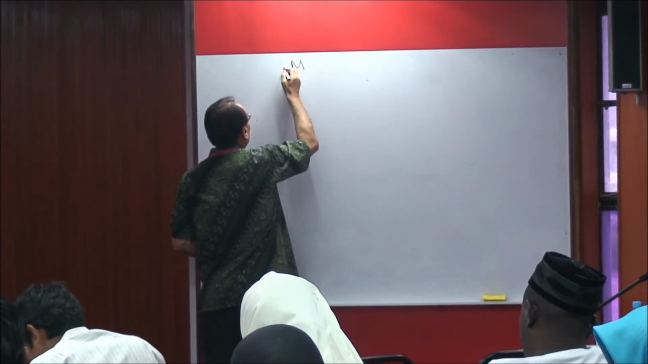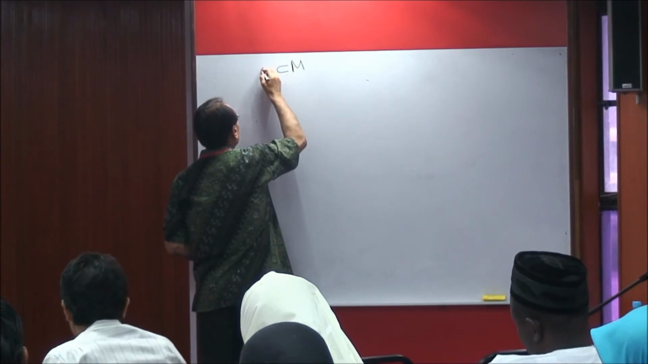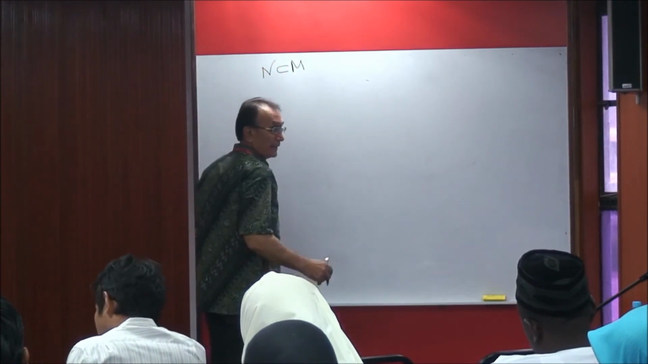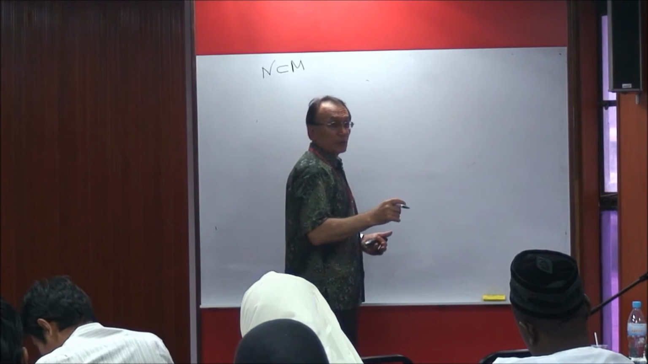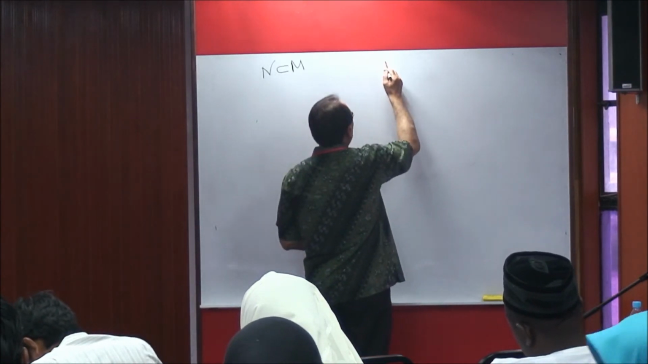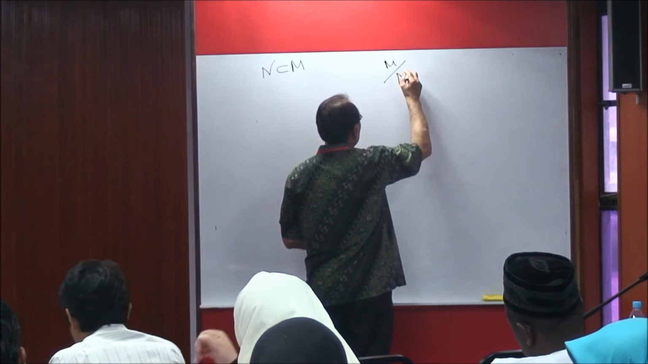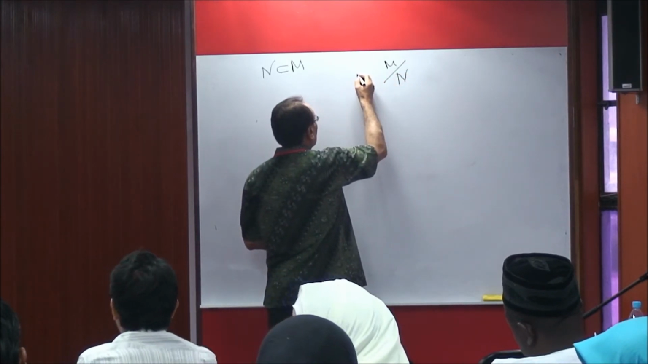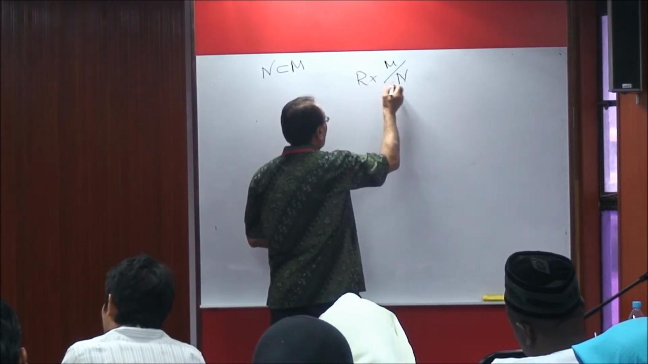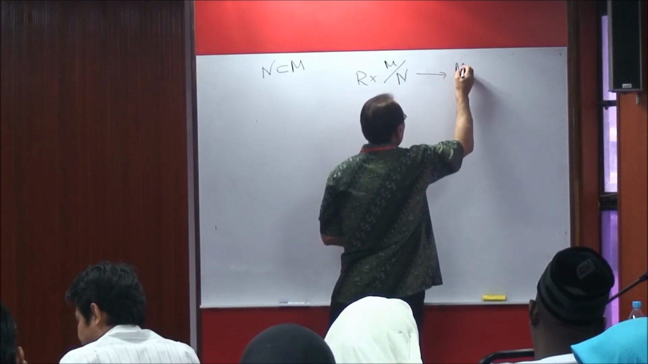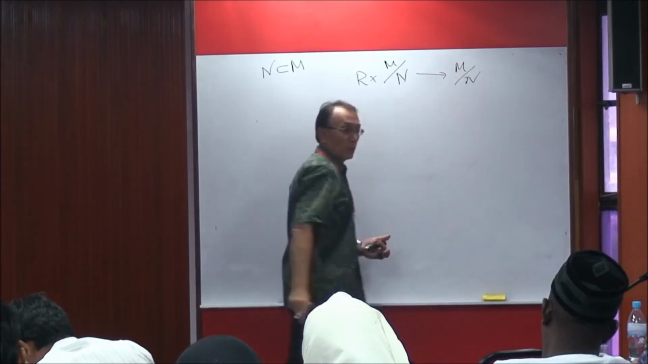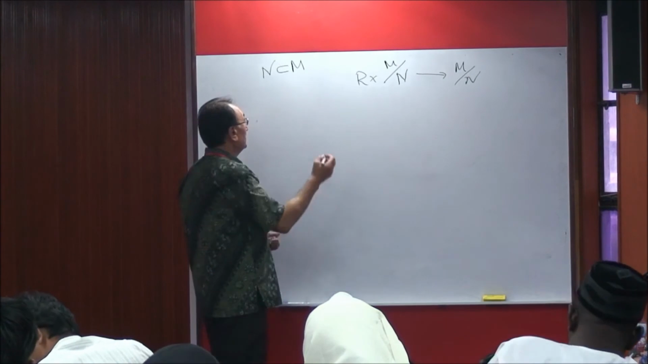M is a module, N is a submodule. I will consider first the quotient group, M over N. Define our module structure in M over N. It is defined as follows.